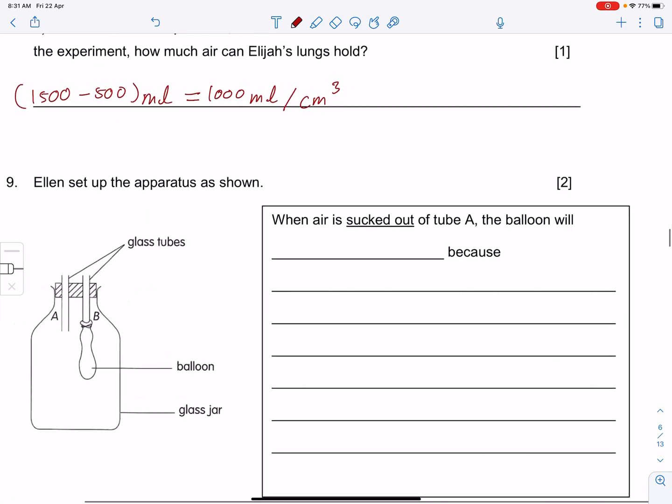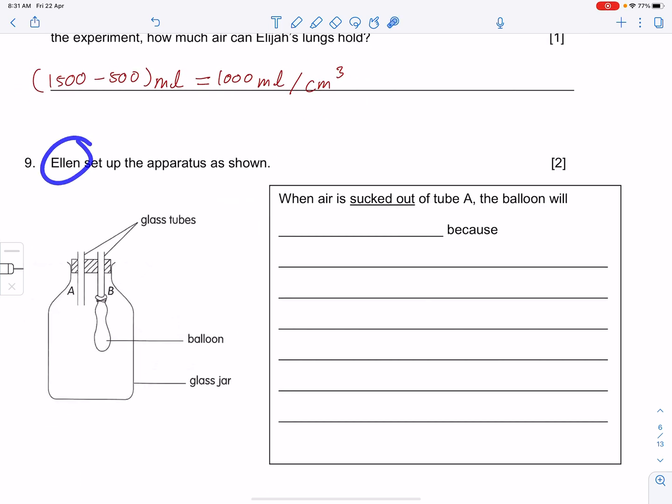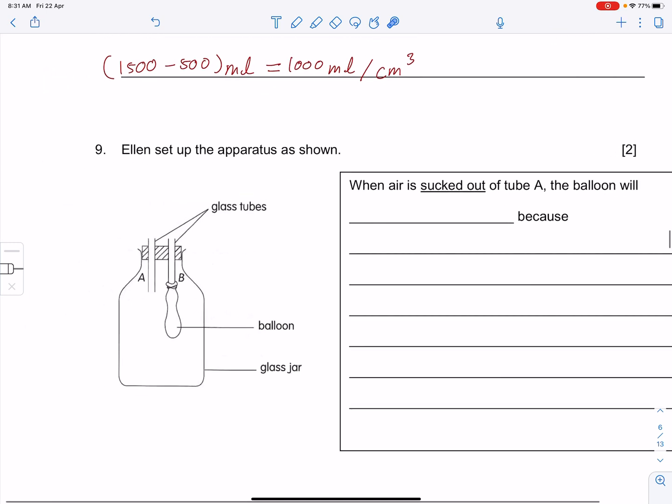Now then, after that, the next question. Alan set up the apparatus as shown below. When air is sucked out of tube A, the balloon will what? Because of what? Now we have done this before in our workbook, but we haven't exactly gotten down to translating our understanding into an explanation in words. So what would happen?